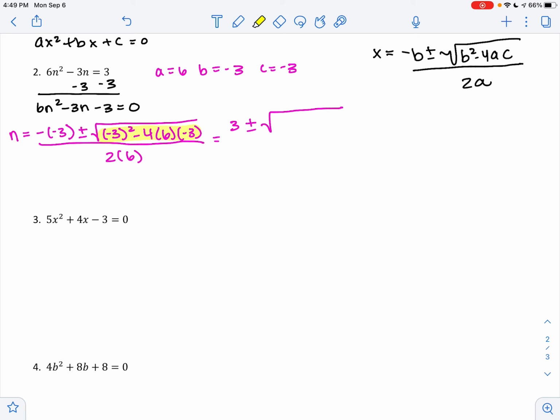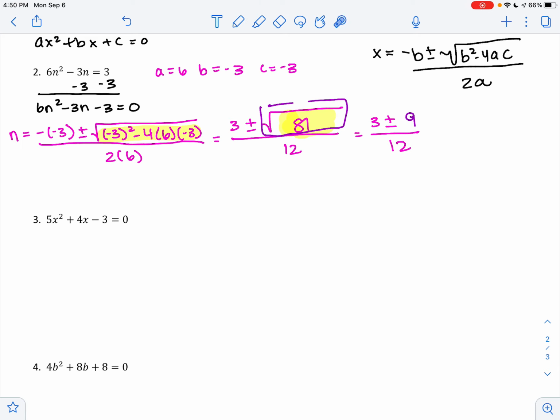So I'm going to have negative 3 squared minus 4 times 6 times negative 3. And that is going to give me 81. And then in my denominator, 2 times 6 is 12. So right now I have 3 plus or minus. And what I want to do now is evaluate the square root. The square root of 81 is 9. Divided by 12.